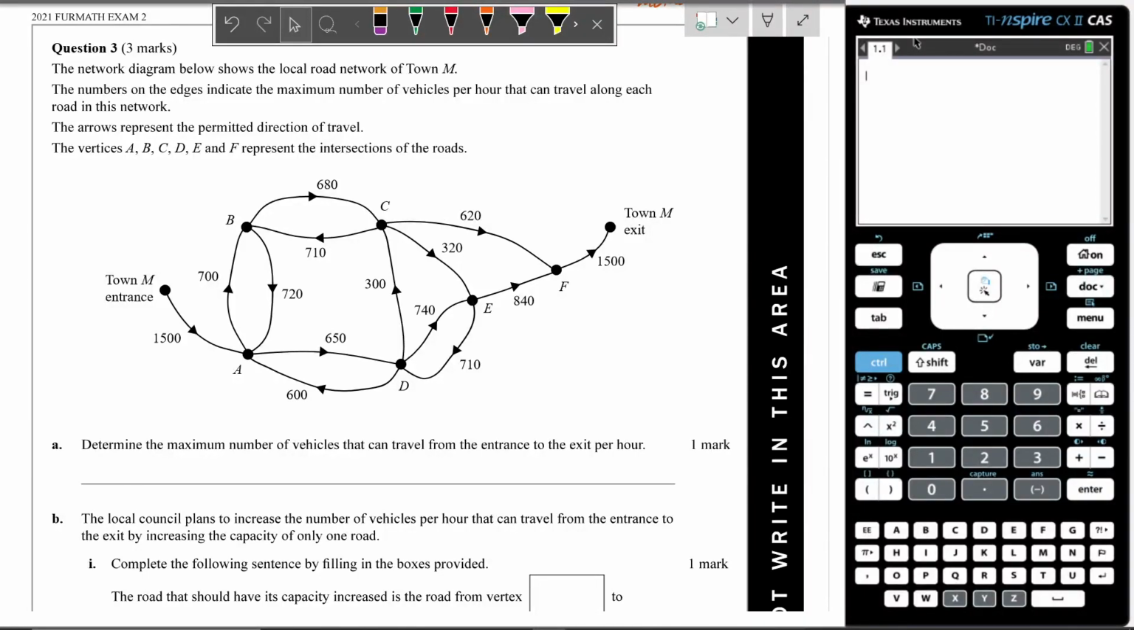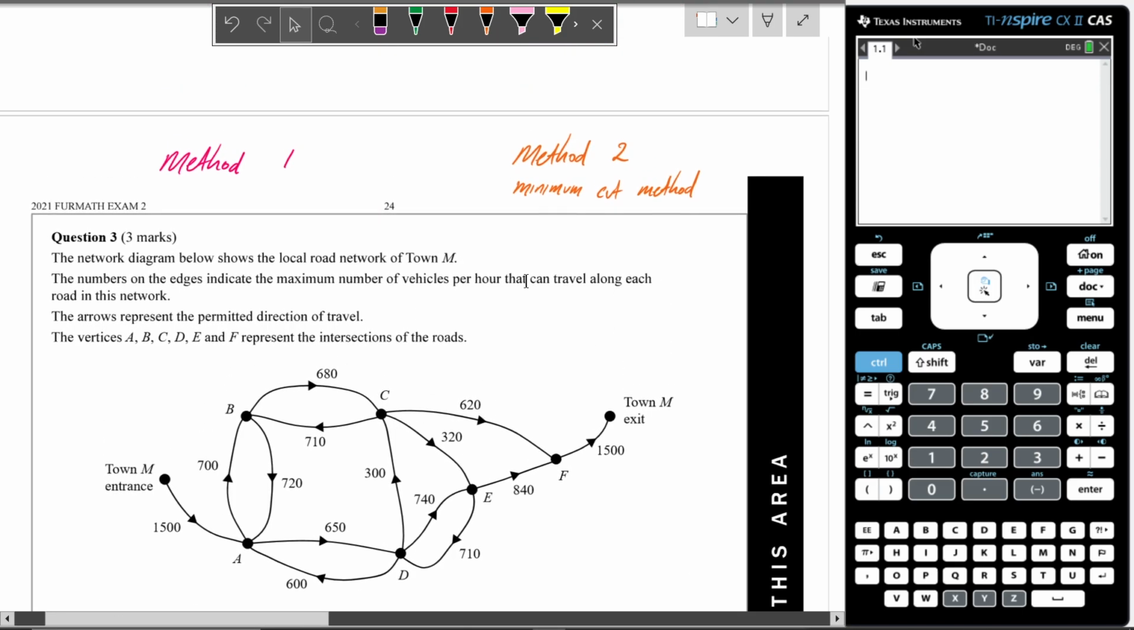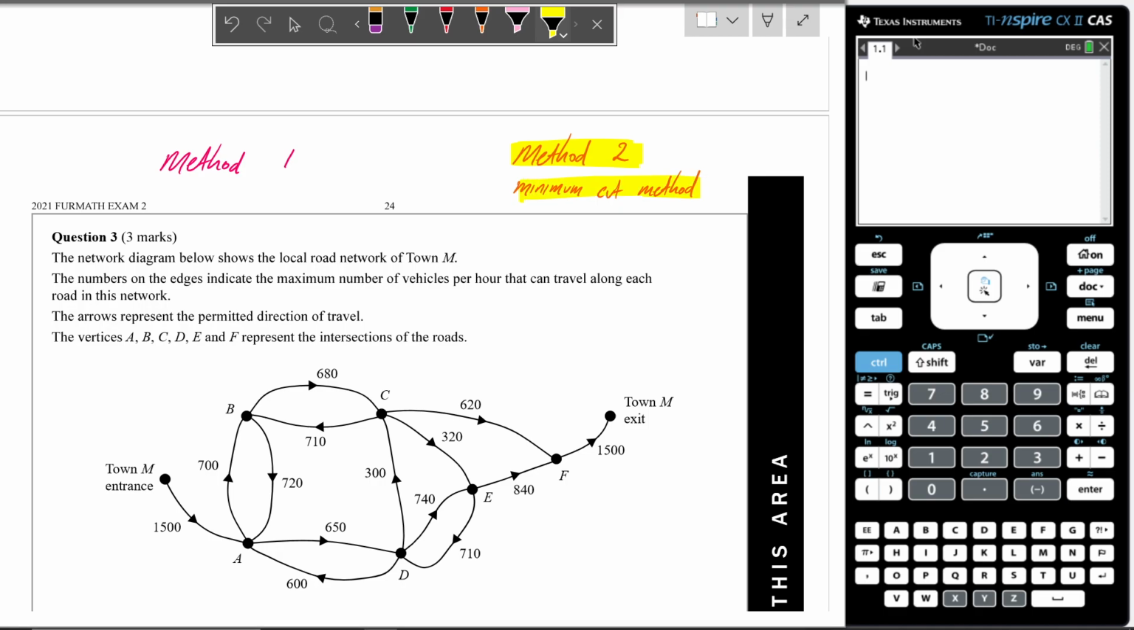Welcome back to question 3. We're now going to use an alternative method to answer this question. We're going to be going through method 2. So hopefully you watched the video on method 1, but in this video we're going to go through method 2, which is the minimum cut method.